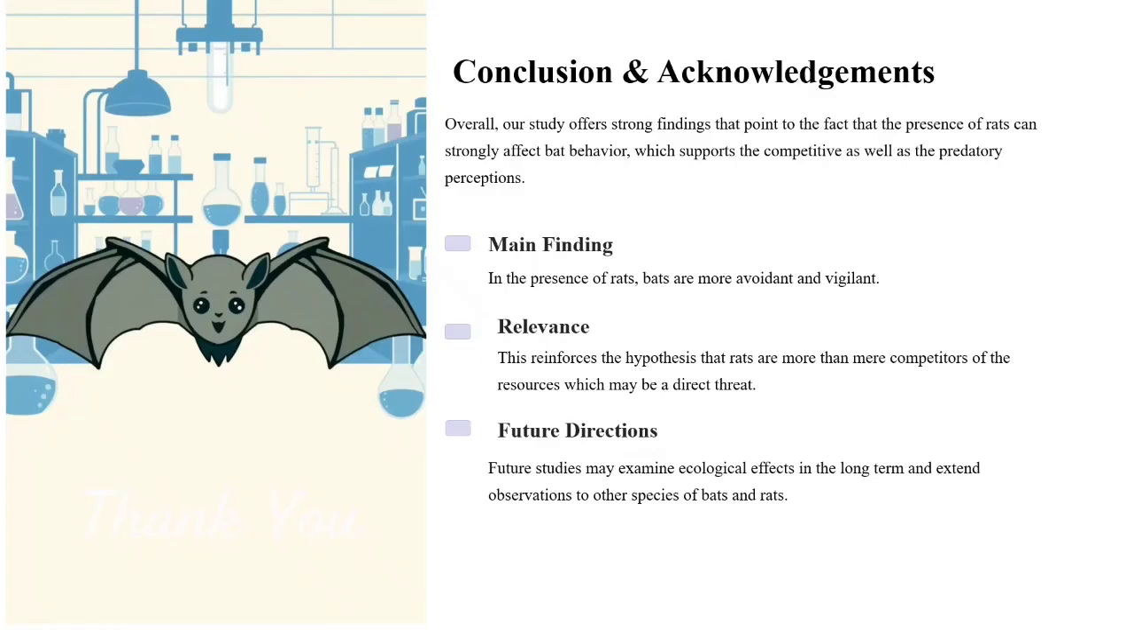Conclusion and acknowledgement. From our study, we found strong evidence that rats do influence bat behavior. In their presence, bats were observed to be more avoidant and more vigilant. This supports the idea that rats are not just competitors for food but also potential predators that represent a real threat to bats. The significance of this finding is that it reinforces the dual role of rats in bat ecology. For future directions, we suggest that research could focus on the long term ecological impacts of these interactions and extend the study to other species of bats and rats to determine whether similar patterns are observed.